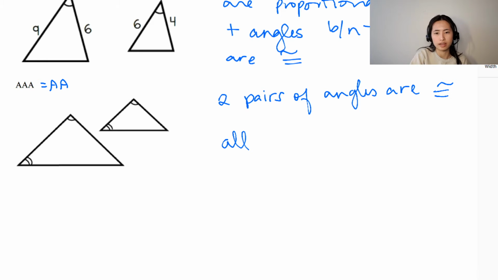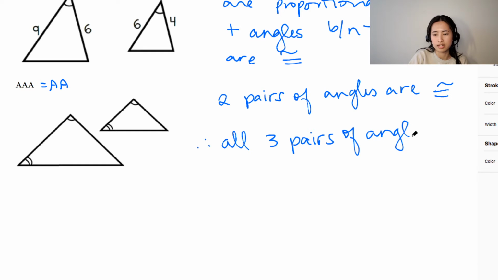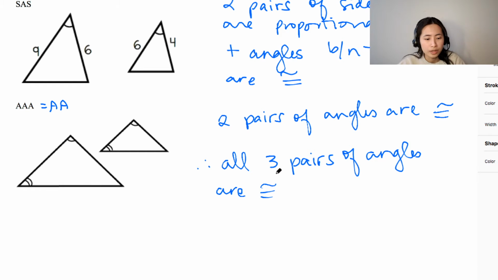Let me just say therefore, right? So in math, for therefore, we use the symbol. It's like three dots and it looks like a triangle. So all three pairs of angles are congruent as a result of this being a triangle. Okay, so hopefully that's clear.